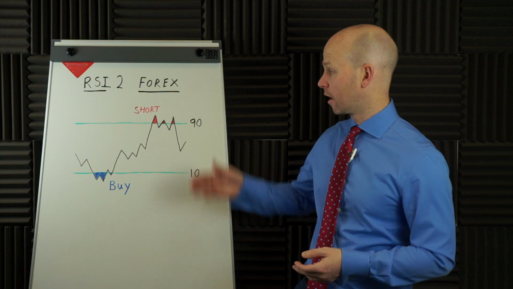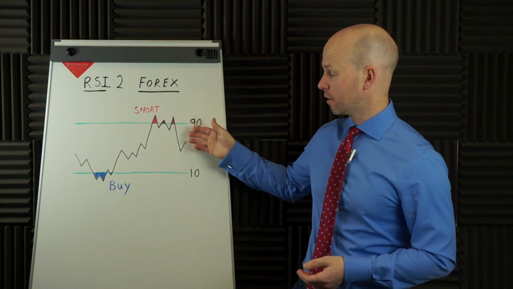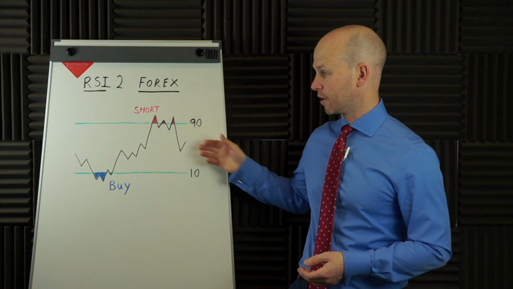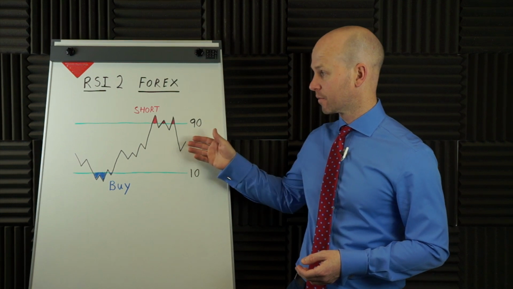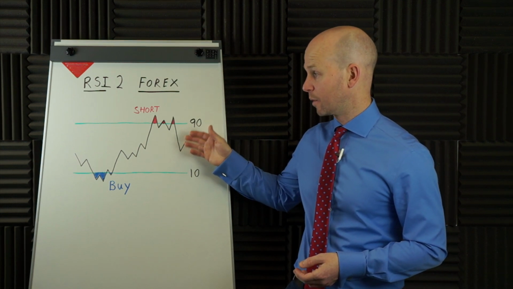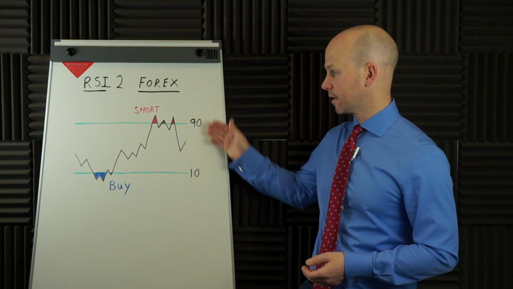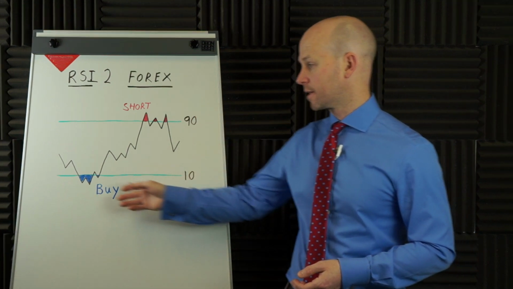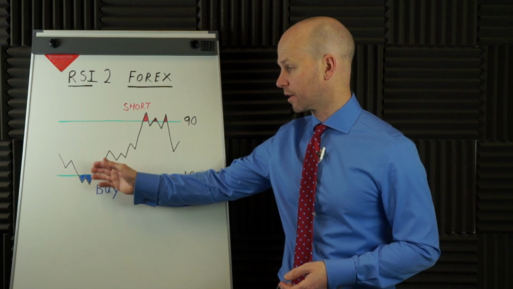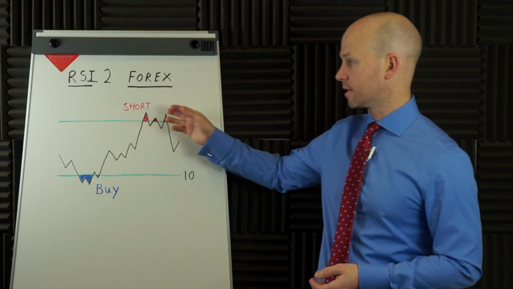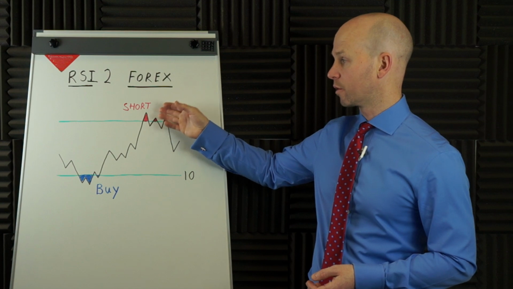Once we've got our RSI indicator on the chart, we want to change the length from the standard 14 to a 2 period, so a much faster indicator. And we're largely going to be looking at these two levels for entries, 10 and 90. When the indicator closes below 10, we're looking to buy. And when the indicator closes above 90, we're looking to short sell.